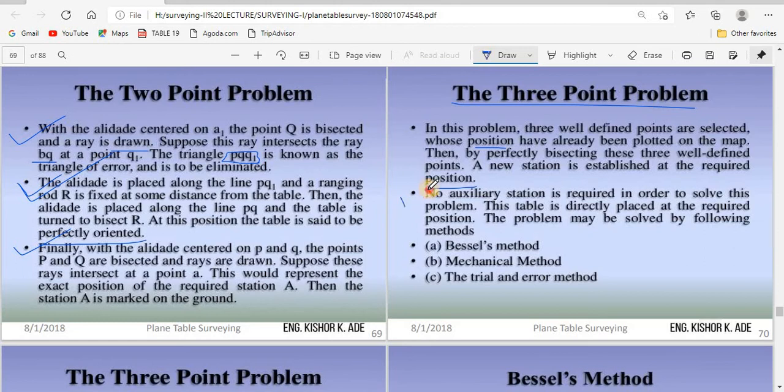No auxiliary station is required in order to solve this problem. The table is directly placed at the required position, and the problem may be solved by the following methods. So in the 2-point problem we were required to take some auxiliary station, but in the case of the 3-point problem we don't need to take any auxiliary station. We can directly set up on the point which was to be established on the ground. It can be done with the help of 3 methods: one is the Bessel method, second is the mechanical method, and third is the trial and error method.